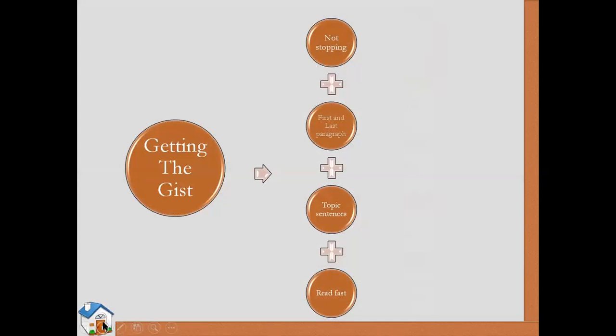Okay, now getting the gist. What is the meaning of the word gist? Gist means the main idea. So what you should do, getting the gist, not stopping. You keep moving your eyes on the text, then first and last paragraph, then read the topic sentence of each paragraph. And there is one more suggestion, read fast. Don't read so slowly, word to word.